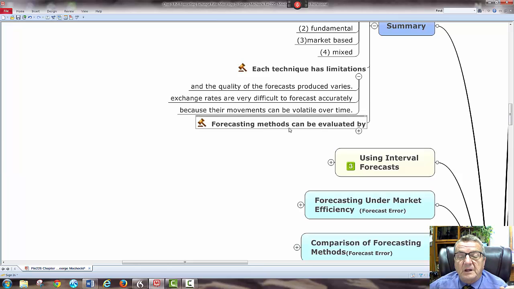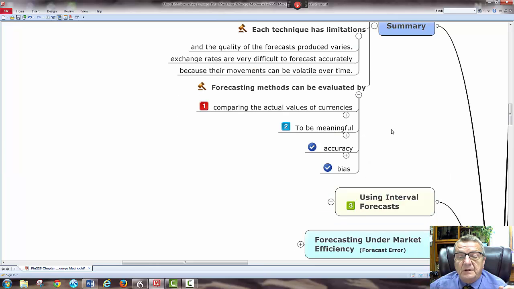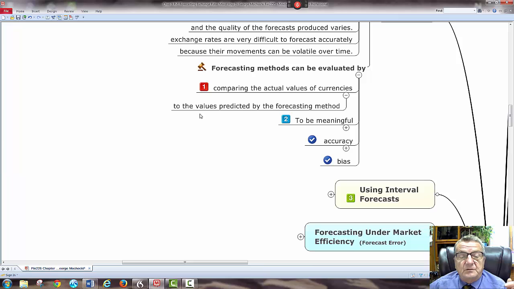Forecasting methods can be evaluated by comparing the actual values of a currency to the values predicted in the forecast model. Here's my actual values, and here's what my model predicted. How much was I off, and make the adjustment. You're always tweaking it a little bit, but don't go too extreme.